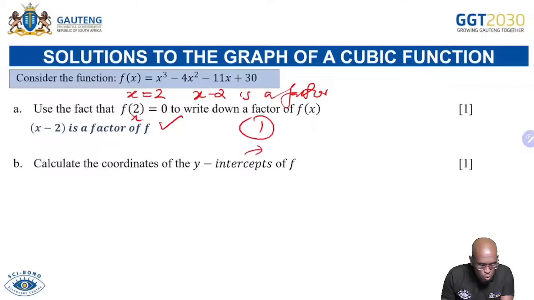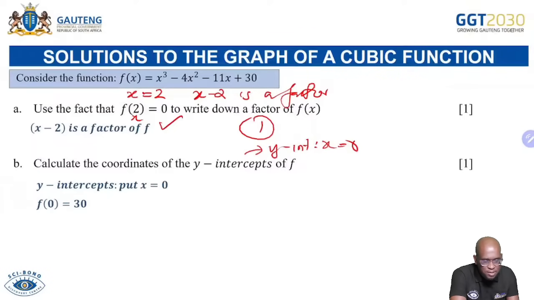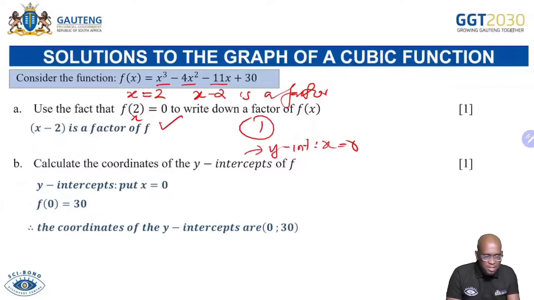Coordinates of the y-intercept. For the y-intercept, what do we do? x becomes 0. All right. So if x is equal to 0, what happens? Everything here is 0, 0, 0, and 30. So the y-intercept is (0, 30). All right. So for that, you are going to get 1 mark as well.